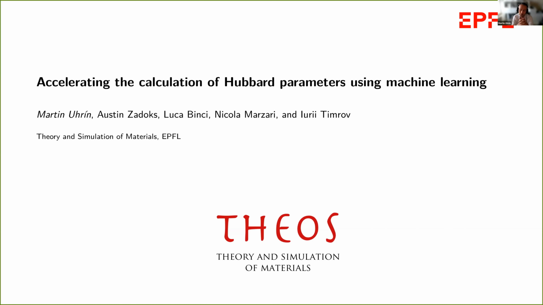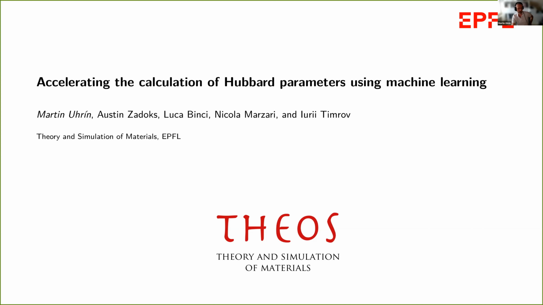Present this work that we've been doing together on applying machine learning methods to try and accelerate the calculation of self-consistent Hubbard parameters. All of what I'm about to show is work that we've been doing over the last half a year or so with PhD students, Austin Zadeks, Kabinci, and of course, Yuri Timirov, all of us working with Nicola Marzari and Theos group at PSI.